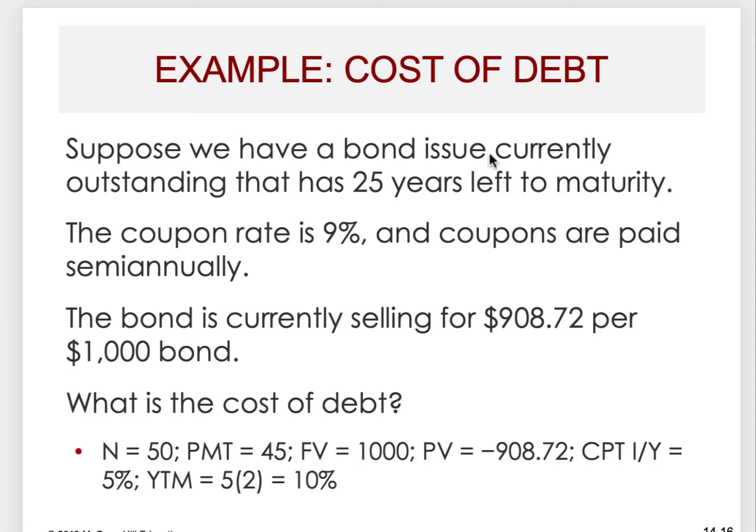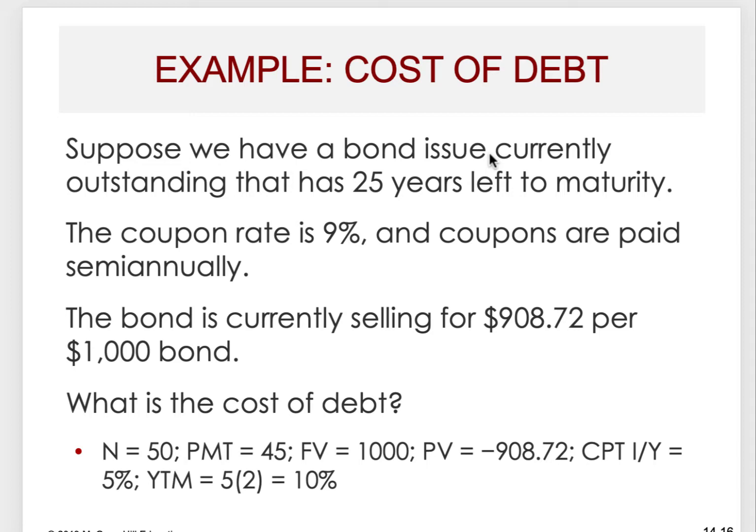Let's suppose we have a bond issue that is currently outstanding and has 25 years left to maturity. The coupon rate is 9%. The coupons are paid semi-annually. Today, the bond is selling for $908.72 per $1,000 bond. We need to figure out what the cost of debt is. So guess what we've got to do?